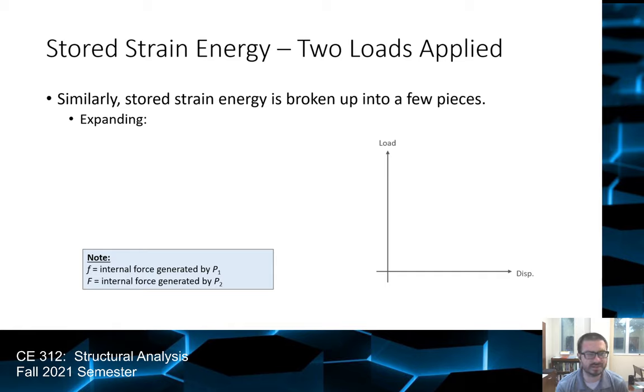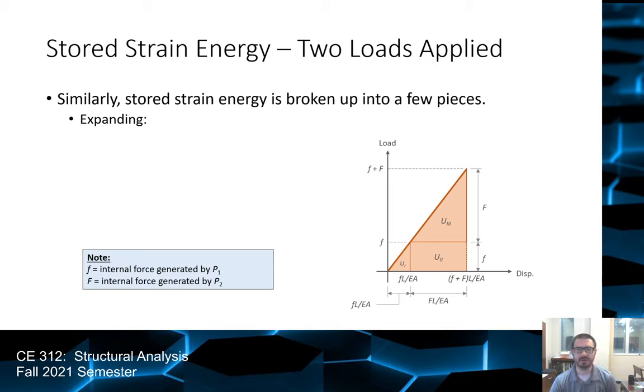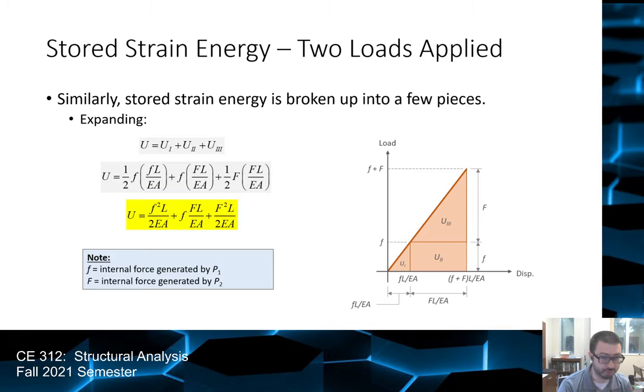So little f is the internal force generated by P1. Big F is the internal force generated by P2. Similarly, we're going to have little f develop inside each member. They're going to respond by deforming little f L over EA. And then you apply the second load. Each member is going to respond by developing an internal force, big F, and so it's going to respond by deflecting an additional big F L over EA. So I do the same thing. U equals U1 plus U2 plus U3, and I just do all the alphabet soup to simplify each member.